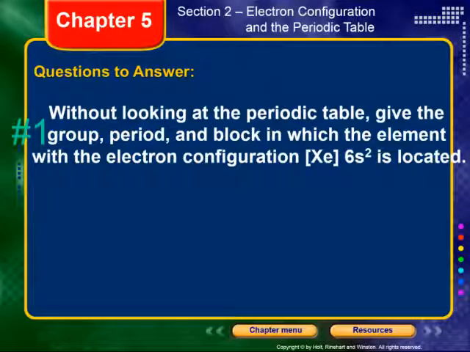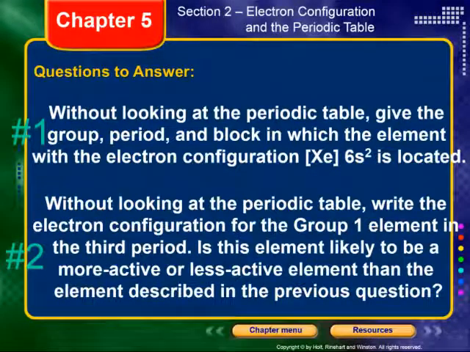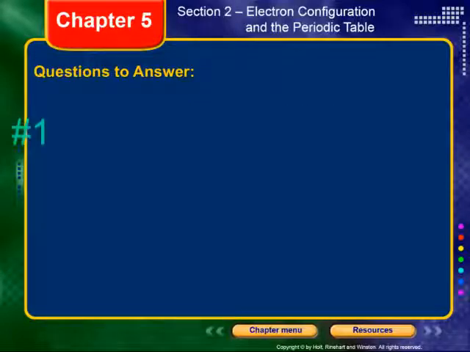Let's see if we can carry out our goal of being able to answer these 2 questions. Again, without looking at the periodic table, give the group, period, and block in which the element with the electron configuration xenon 6s2 is located. And then without looking at the periodic table, write the electron configuration for the group 1 element in the 3rd period. And then, is this element likely to be more or less active than the element described in number 1? Let's give it a shot.